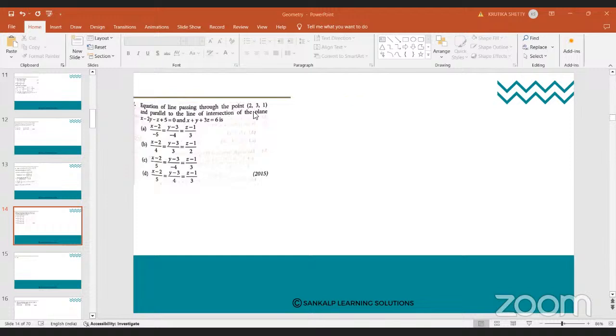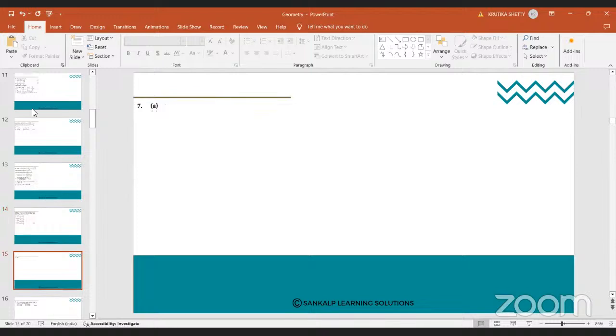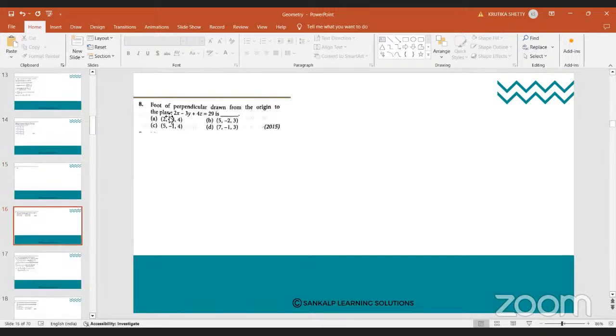It is passing through the point (2, 3, 1). So the line will be of the form what? (x minus x1), (y minus y1), and (z minus z1). Okay, so it will be that line. And then we need to calculate the line which is passing through the intersection of these two planes, so we need to consider the direction ratios of these lines. So out of the given equations, equation A will be the right answer. So try it again. If you don't get it, we will discuss it again at the end.